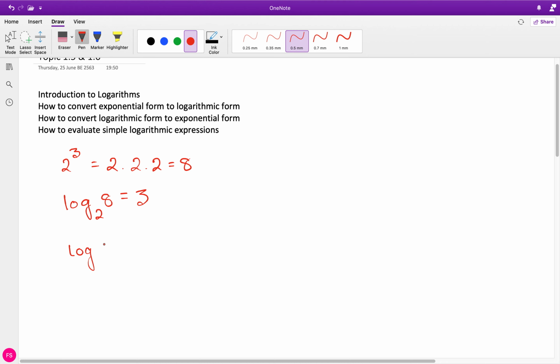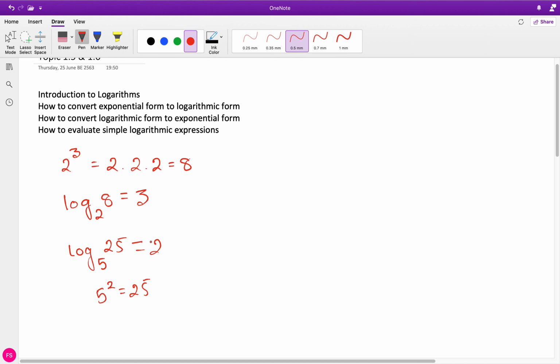Log of 25 with the base of 5. What does this equal to? We know that 5 to the power of 1 is 5. 5 to the power of 2 is 25. So we can say that log of 25 with a base of 5 will give us 2.